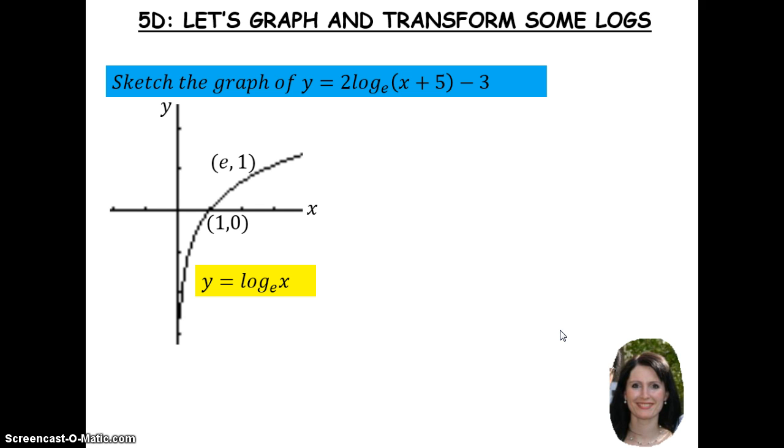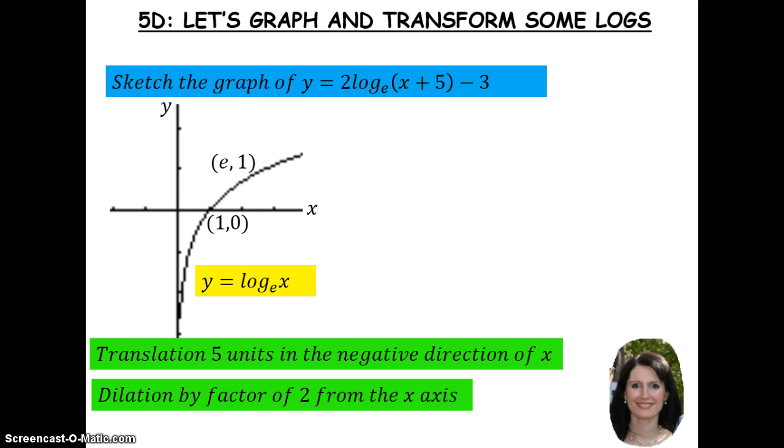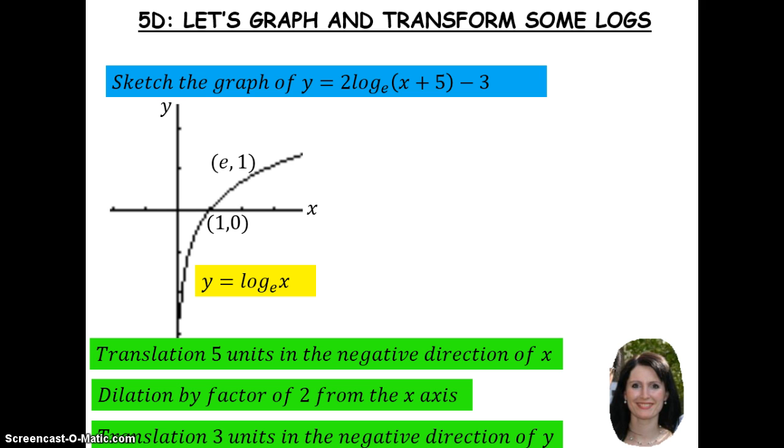Let's sketch y equals 2 log e, x plus 5, minus 3. You can start to think about what the translations will be then, how the graph might look. Here's our basic graph of log e x. Don't be afraid by the e, it just means that we have a point of e, 1, and then as usual a normal point of 1, 0. With translation 5 units in the negative direction of x, with dilation by a factor of 2 from the x-axis, and we have a translation 3 units in the negative direction of y.